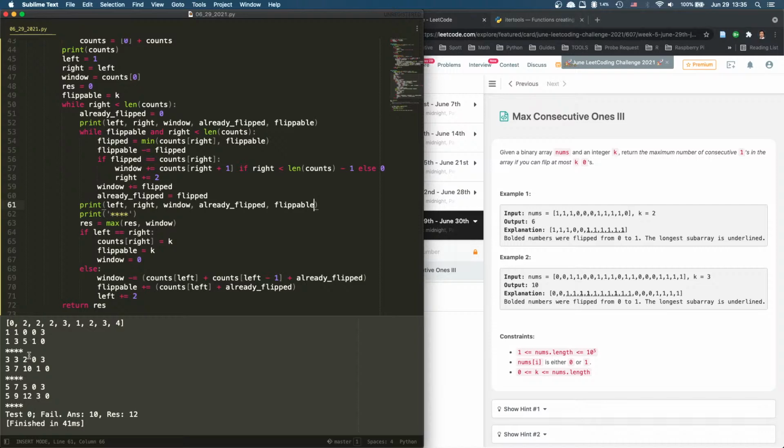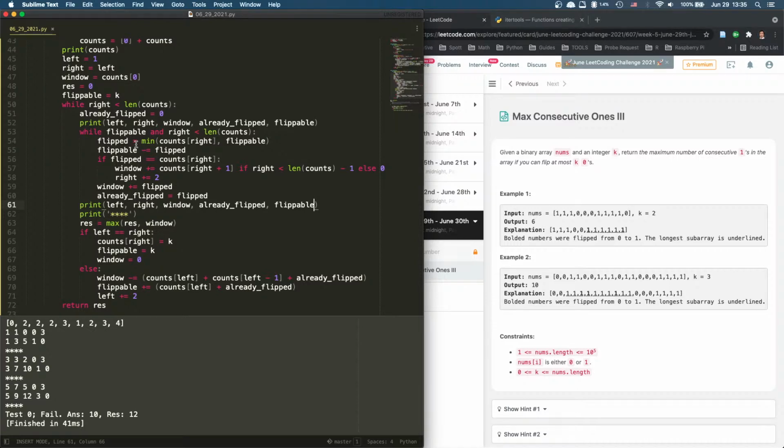Okay, so we start both at 3, right? Start both at 3, so left and right are both at 3. And then we have window. Window is 2, and already flipped is 0, and flippable is 3. Right? That is correct. And then we're coming in, we say flippable is 3, and the right is smaller, that's correct.